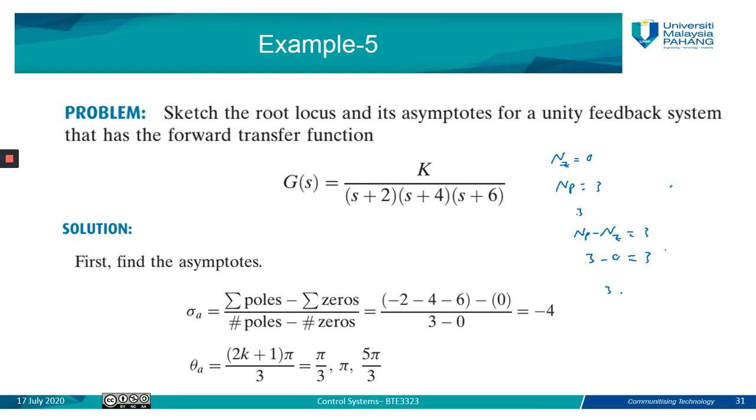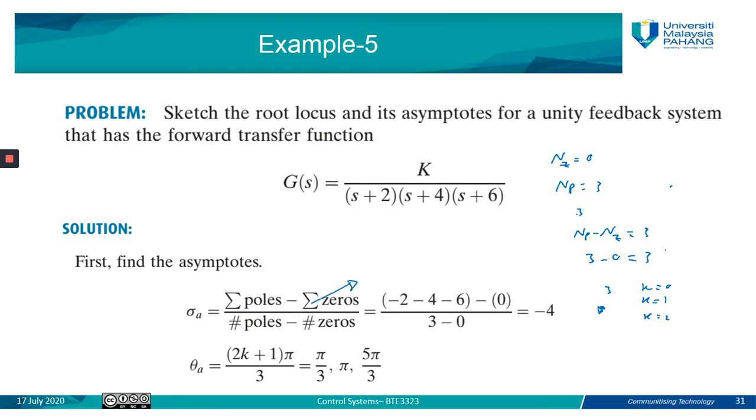The angles of the asymptotes will also be 3, based on k equal to 0, k equal to 1, and k equal to 2. So we are going to have 3 angles, like the previous angles. It depends on the real part of the zeros and the real part of the poles. If you want to find the centroid point, or the point of intersection between the asymptotes and the real axis, it will be the summation of poles minus the summation of zeros.